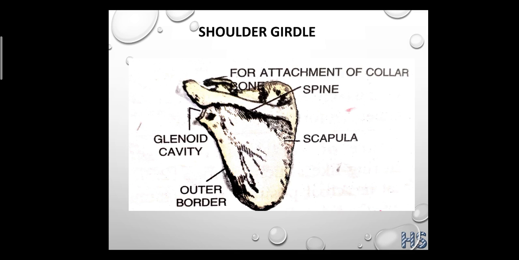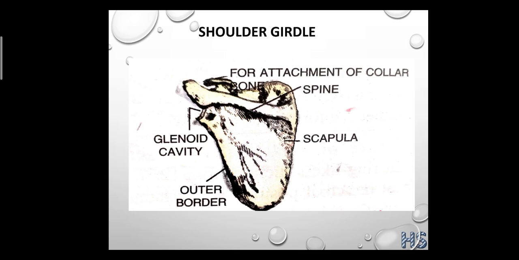Now girdles. Two types of girdles we are going to study. One is the shoulder girdle, the upper part, and the other one is the hip girdle. A girdle is a kind of skeleton which helps to attach the limbs. We have two types of limbs, forelimbs and hind limbs. Forelimbs means the upper part of the body. So let's understand their names.